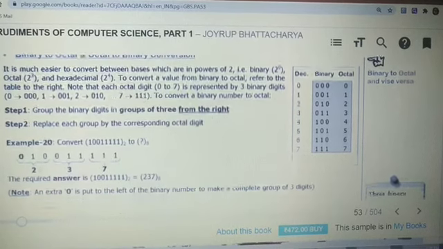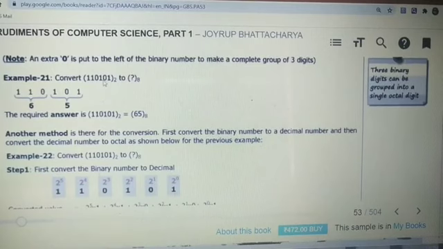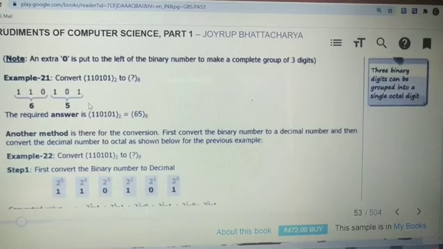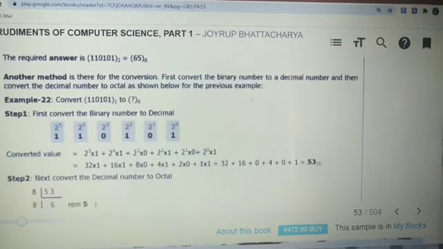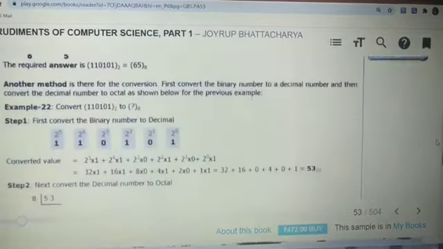Now coming to the next one, that is 110101. Again we club from the right-hand side to the left-hand side, that is 101 and 110. 101 means 5 and 110 means 6. So the answer is 65 base 8. This is binary to octal conversion.